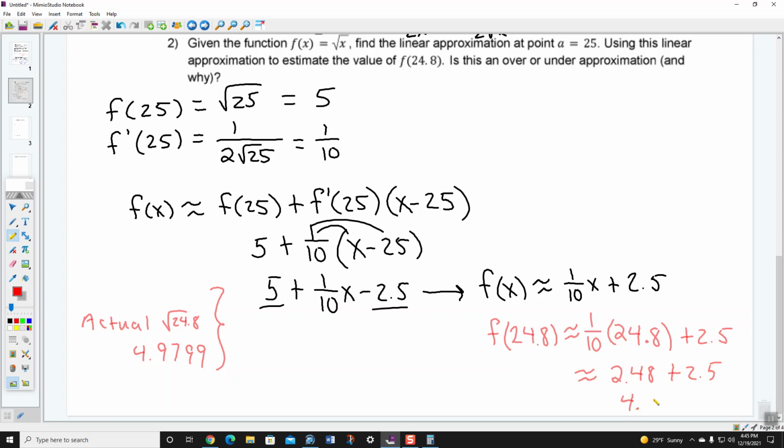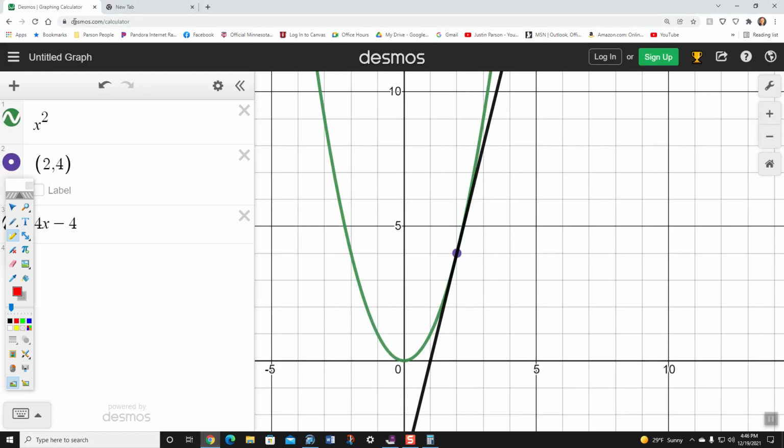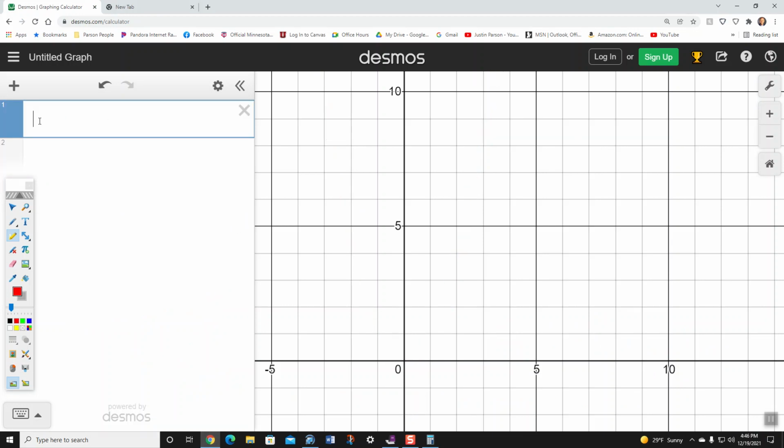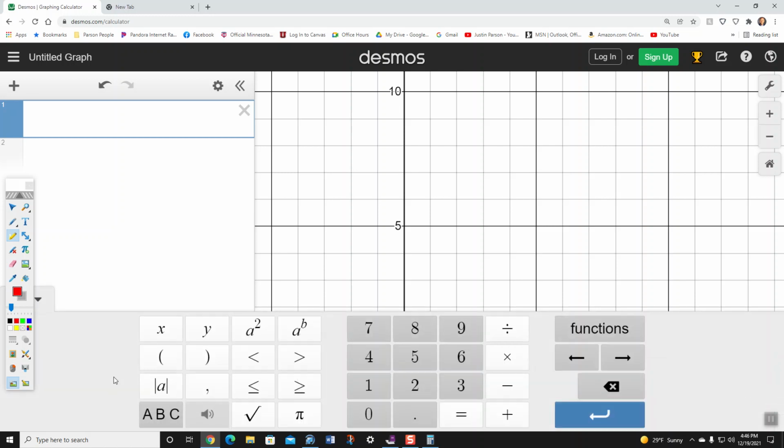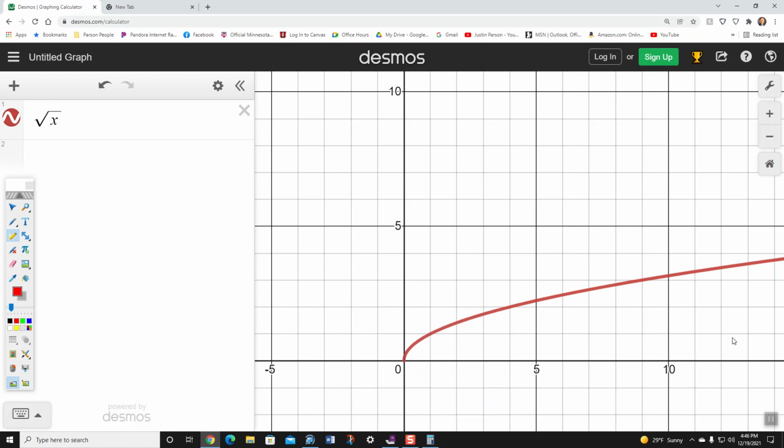And kiddos, when you think about 4.98, that is very close to the actual value. Now, 4.98 is a little bit of an overestimate, and why? Well, let's take a look at the function. If I go in here and graph the square root of x, that's what we get. Your graph is concave down. Therefore, every tangent line up here is going to be an overestimate.